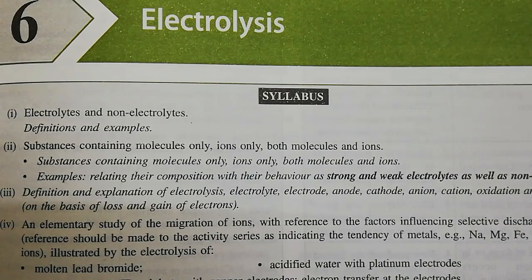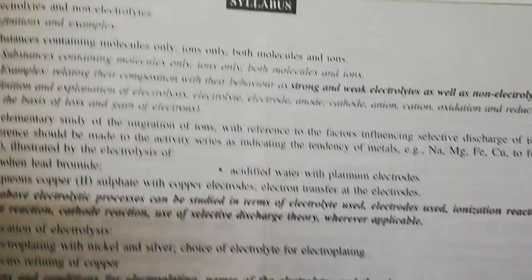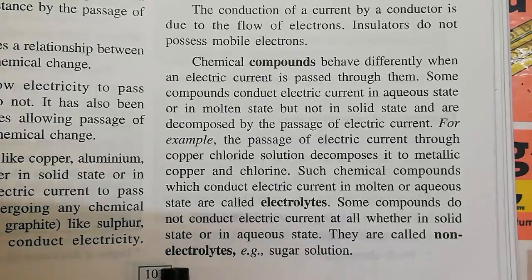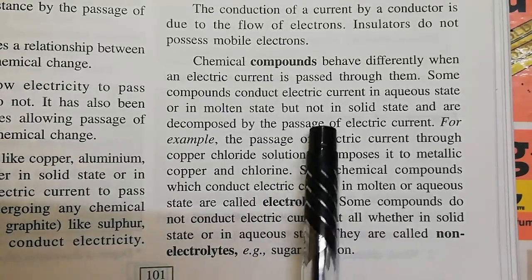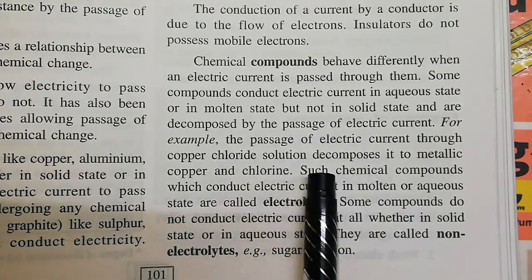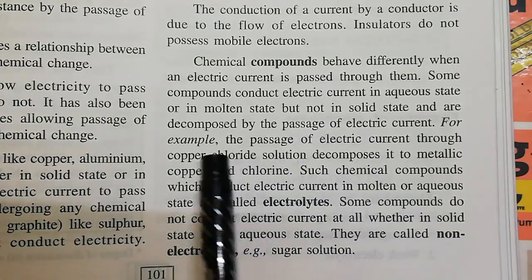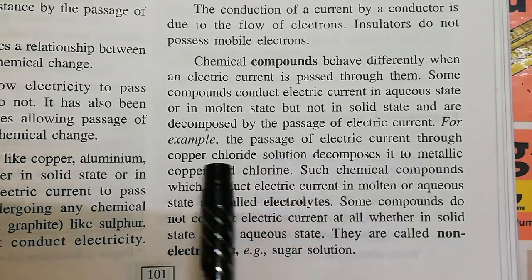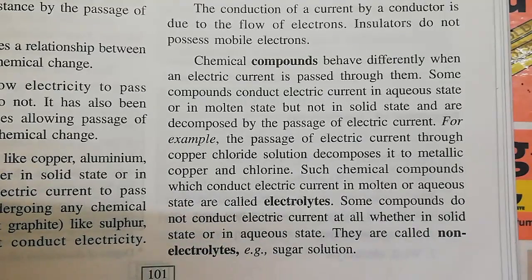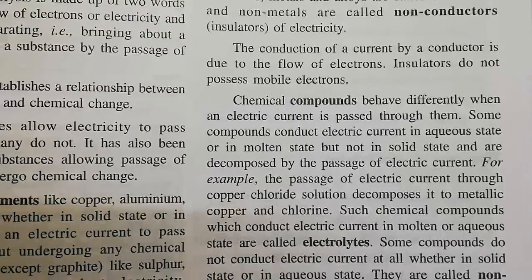Okay, and the compounds for which electrolysis is not possible are said to be non-electrolytes, and the examples are there. In electrolytes, all the compounds which give ions in the aqueous or molten state, like as given here, for example, the passage of electric current through copper chloride solution decomposes it to metallic copper and chlorine. And electrolysis brings about change at two rods, the metal plates, which are called cathodes and anodes.